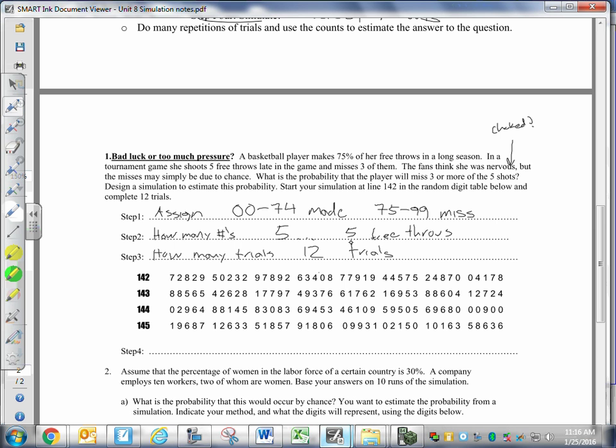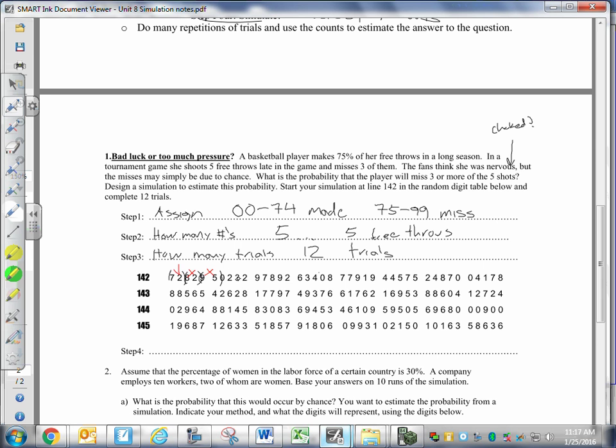We're ready to start. We are going to simulate a 75% free throw shooter making and missing free throws. Here is the first trial. I'll do it, and then we'll just finish off the rest. You can do it by yourself. 72, made or a miss? Make. 89, miss. 95, miss. She's missed 2 so far.